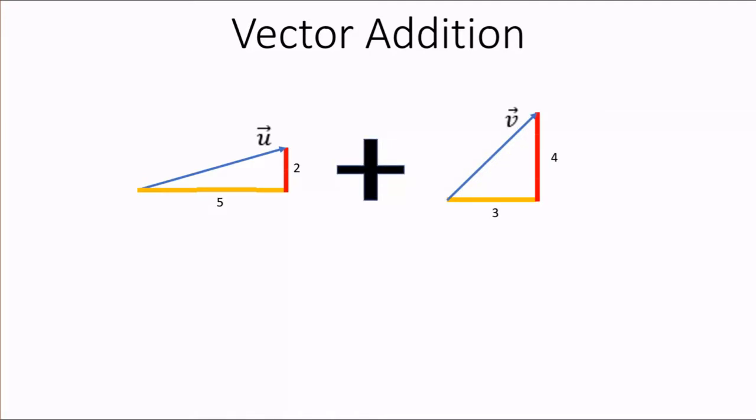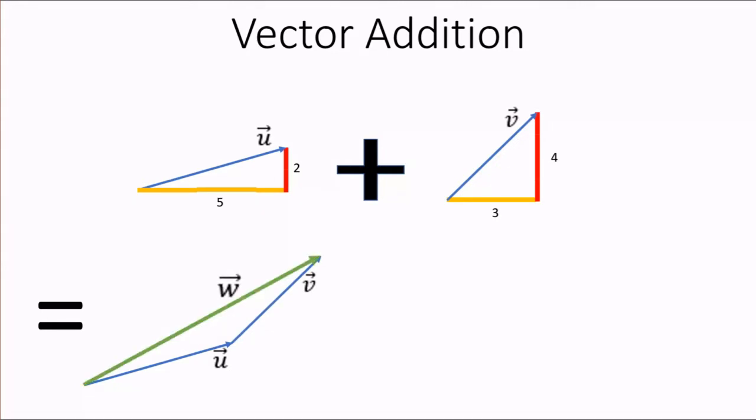Well, geometrically we can take one vector and place it somewhere, and then take the other vector and place its tail at the head of the first vector, just like so. We then draw a vector that starts at the tail of the first vector and ends at the head of the second. That vector that we just drew, which I'm calling w, is the result of adding together u and v. Now, how do we know what the x and y components of the vector w are?